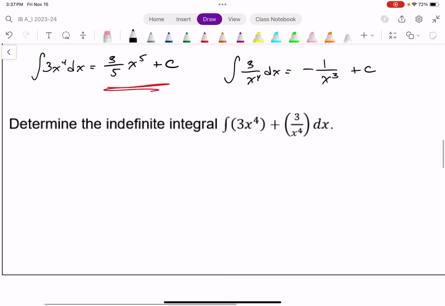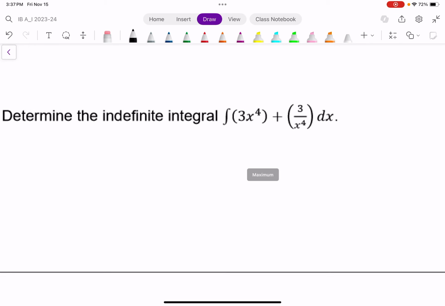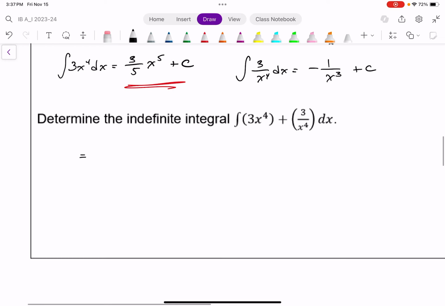And lastly, if I want to find the indefinite integral of these two added to each other, well, then that's the same as just finding the indefinite integral of these separately. So the question here will have the same answer as just this.